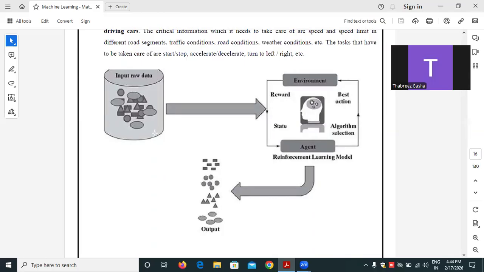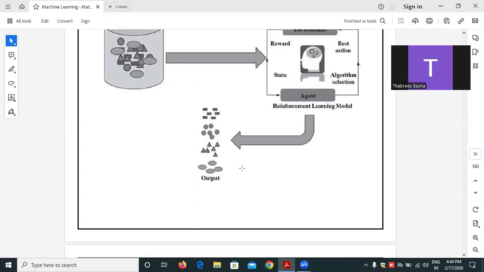Suppose the input data observed is mixed data or a group of data like oval shapes, triangle shapes, circles, and other mixed data. This data is taken and processed by the environment and agent. It is the working process of reinforcement learning. After display, the result is different types of clusters: squares data separate, circle data, triangle data, oval data. This is the final output based on the given input data.